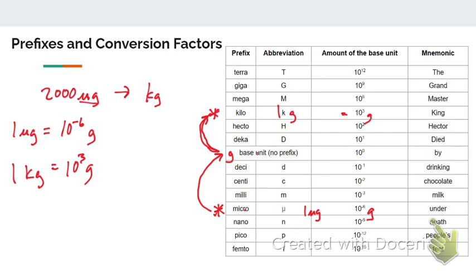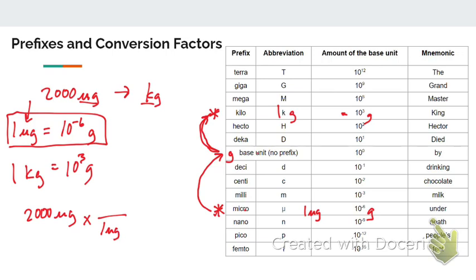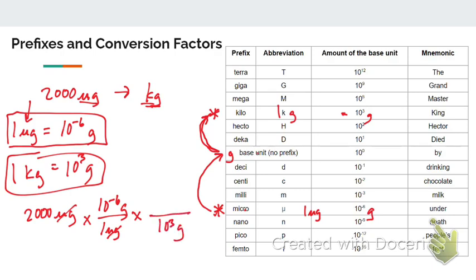We want to go from microgram to kilogram. So I'm going to start with 2,000 micrograms, right? And if you think about it, I have to use this conversion factor first. The reason why is that microgram is in this. So I'm going to put 1 microgram on the bottom and then 10 to the negative 6 grams up top. This cancels out, but if I stopped here, I would have grams left over, but I don't want grams, I want kilograms, right? And so I have to use my second conversion factor, so you can just make another one. So 10 to the third grams to 1 kilogram.